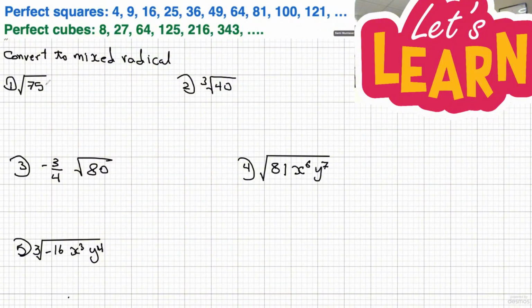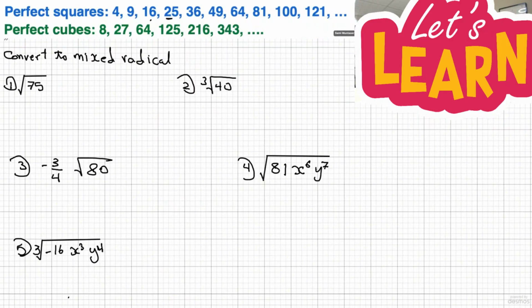the first thing, since this is the square root of 75, definitely 75 is not a perfect square, so we don't know the square root of 75. And what we need to do is change this to a mixed radical. A mixed radical basically means you look in these numbers here and see if any of these perfect squares go into 75. And obviously, the 25 goes into 75.